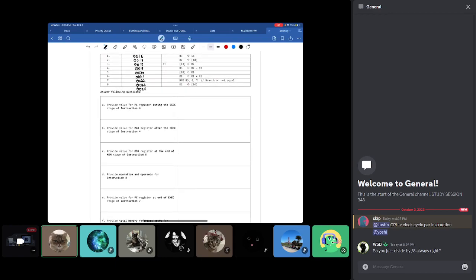So you just divide by 8 always, right? Yeah, you always divide by 8 to figure out what you're incrementing by. Write that down in your notebook. Please do not forget it. Just divide by 8 and you'll know what you're going to increment by. That's it.